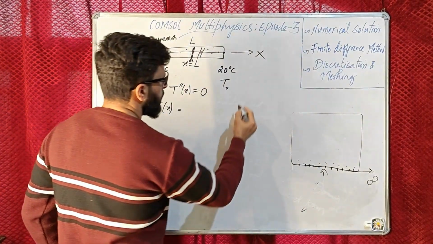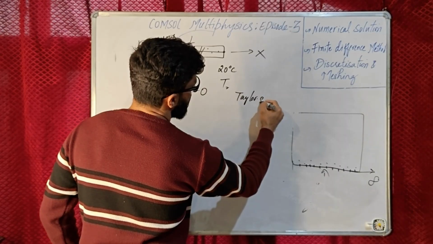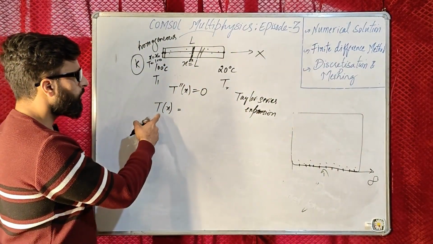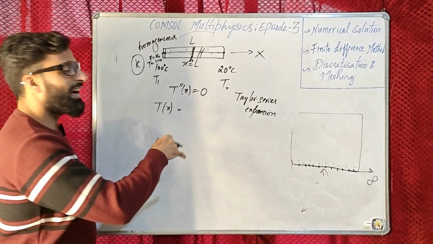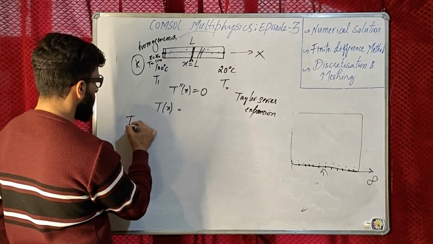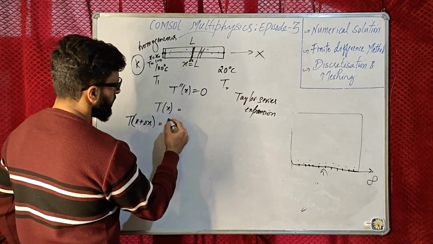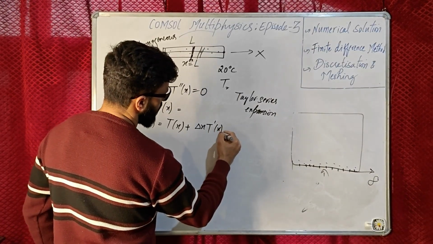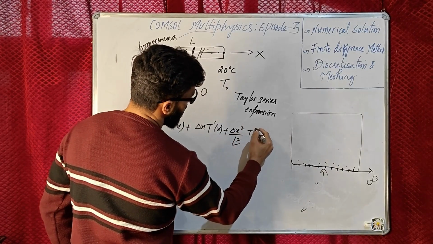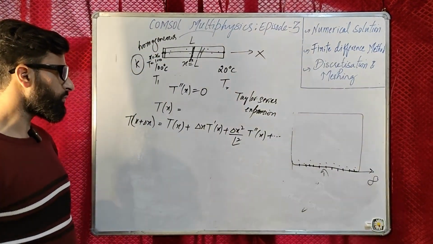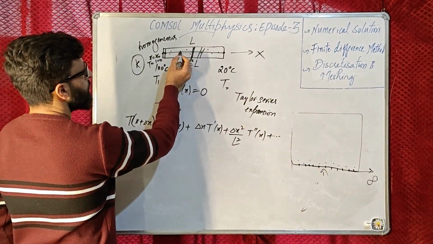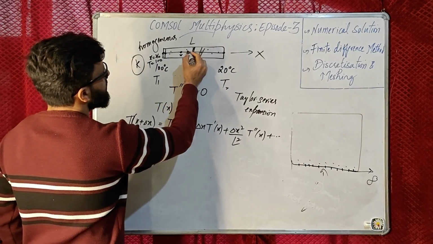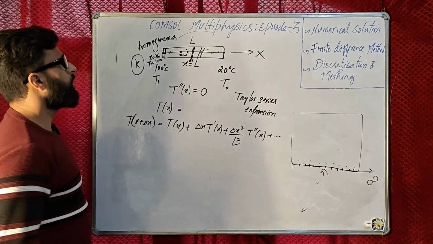We know from mathematics there is a theorem called the Taylor series expansion. Taylor series expansion says if we know the value of a quantity at a value x, we can find its value at a nearby point, say x plus delta x. So at x plus delta x, the value of the temperature is the known value plus delta x T dash of x plus delta x squared divided by 2 factorial T double dash of x plus so on. Here x plus delta x is a point at a distance of delta x from x.